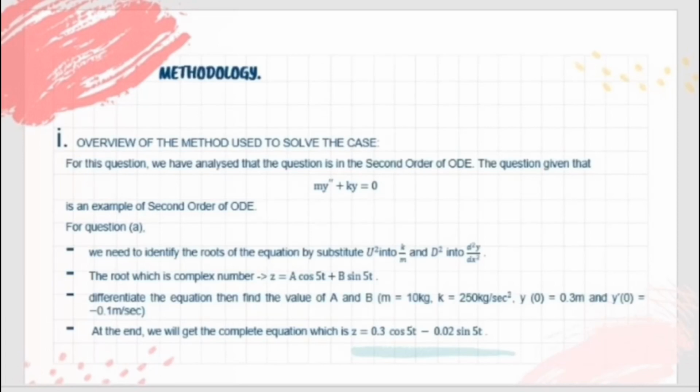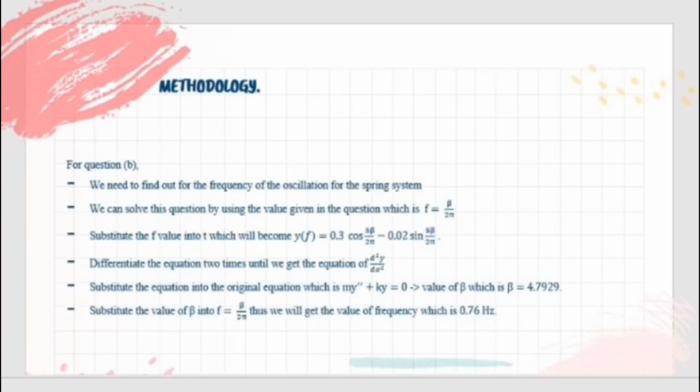Next, we need to differentiate the equation that we got previously. Then we can find the values of a and b by using all the values given in the question, such as m, k, y, y prime. At the end, we will get the complete equation, which is z equal to 0.3 cos 5t minus 0.02 sin 5t. For question B, we need to find out the frequency of the oscillation for the spring system of part A.